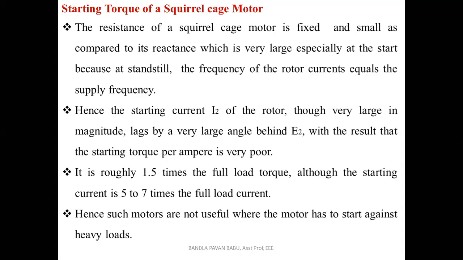With the result that the starting torque per ampere is very poor. So that is the actual drawback of the squirrel cage rotor: the starting torque is less. It is roughly 1.5 times the full load torque, although the starting current is 5 to 7 times the full load current. Look at this, it is exceeding the full load current, and the torque will be 1.5 times.